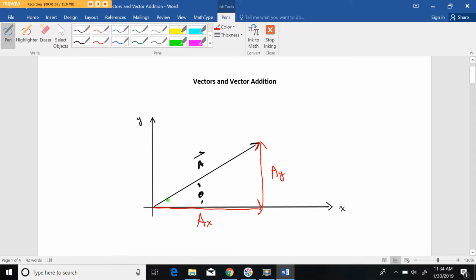So the idea is that this vector, vector A at an angle theta, is equivalent to the sum of these two vectors, AX to the right and AY up. Now, I could have also drawn it AY up and then AX over. That doesn't really matter. I usually just draw whichever is quickest and easiest.